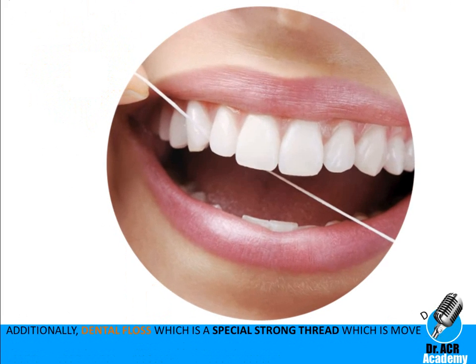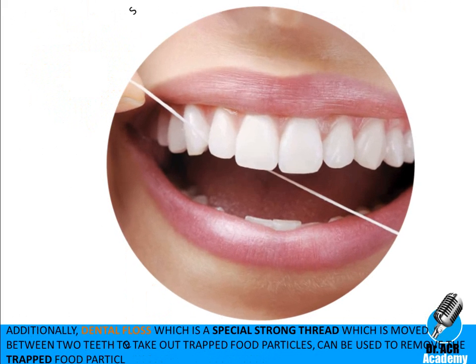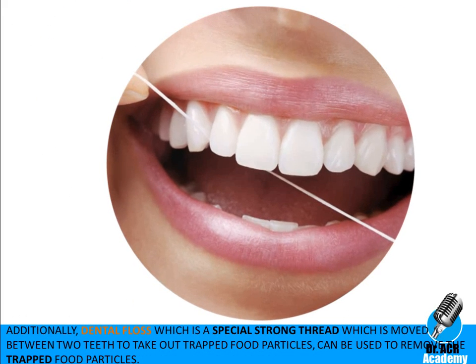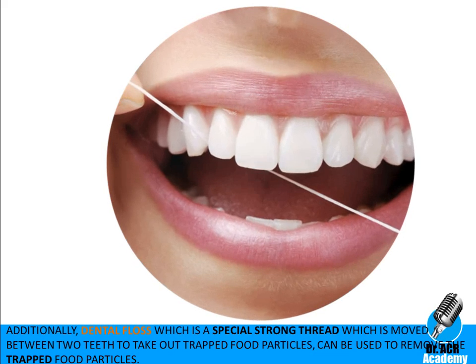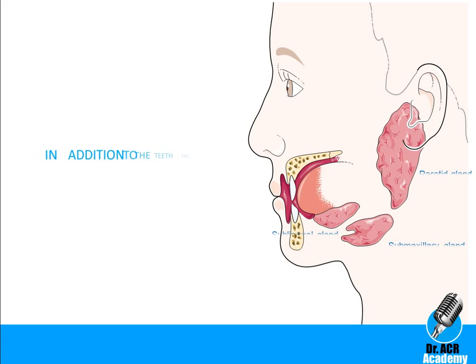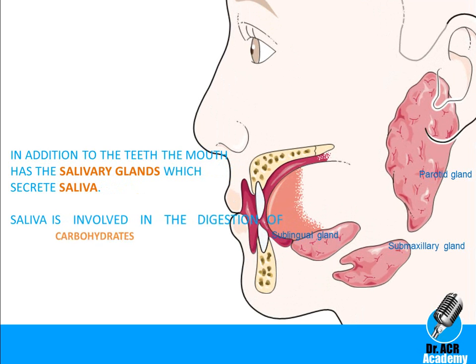Additionally, dental floss, which is a special strong thread that is moved between two teeth to take out the trapped food particles, can be used to remove the trapped food particles. In addition to the teeth, the mouth has the salivary glands which secrete saliva. Saliva is involved in digestion of carbohydrates.